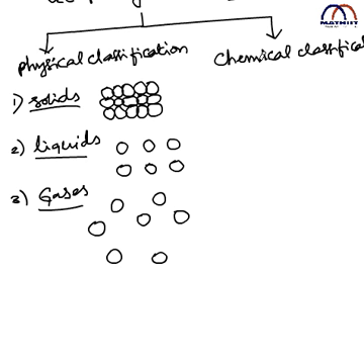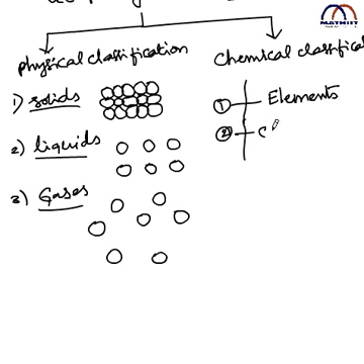Let us come to our most important part of classification where we are more interested, that is chemical classification. According to this classification, we can see broadly three parts in the matter. The first, very important part of the matter, is elements. And the second part is compounds.